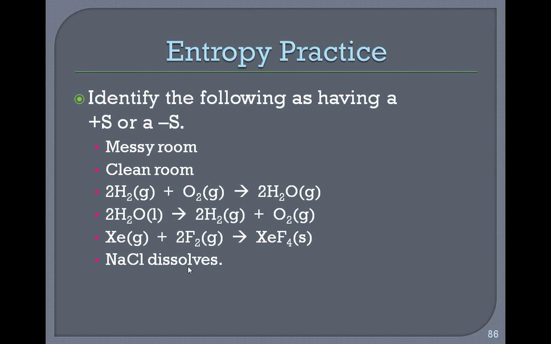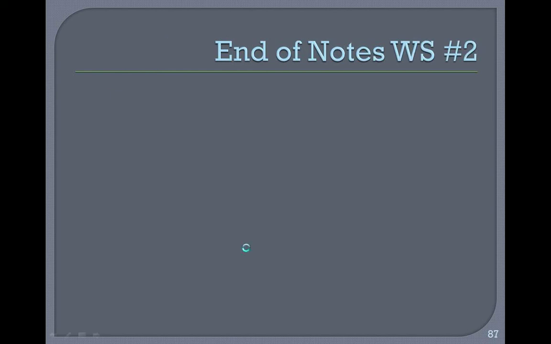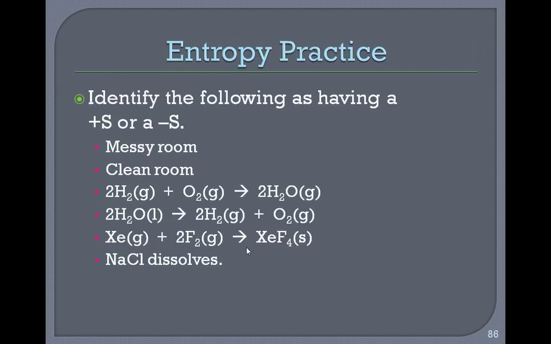That's a negative S. Okay, so if you take NaCl and you dissolve it in water, you're going to get more particles because it splits into the Na and the Cl. So that's a positive entropy. Water freezing, the molecules get more organized as something turns into a solid, so that would be a negative S. Those are the end of our notes.